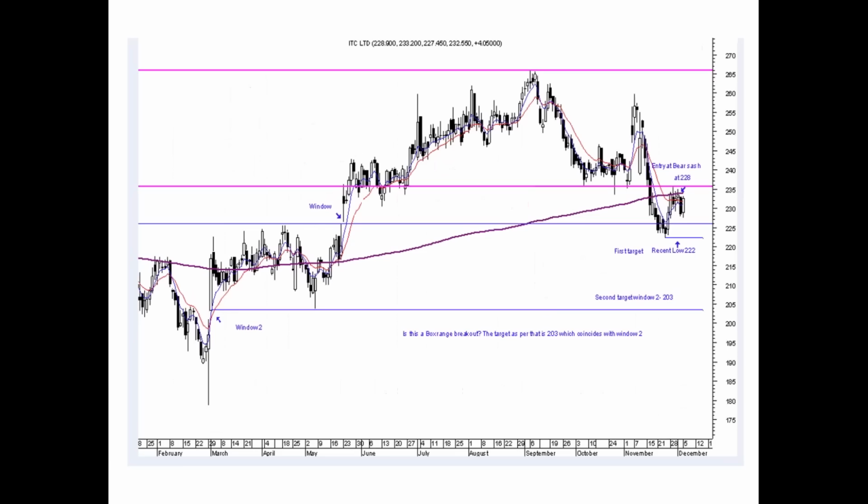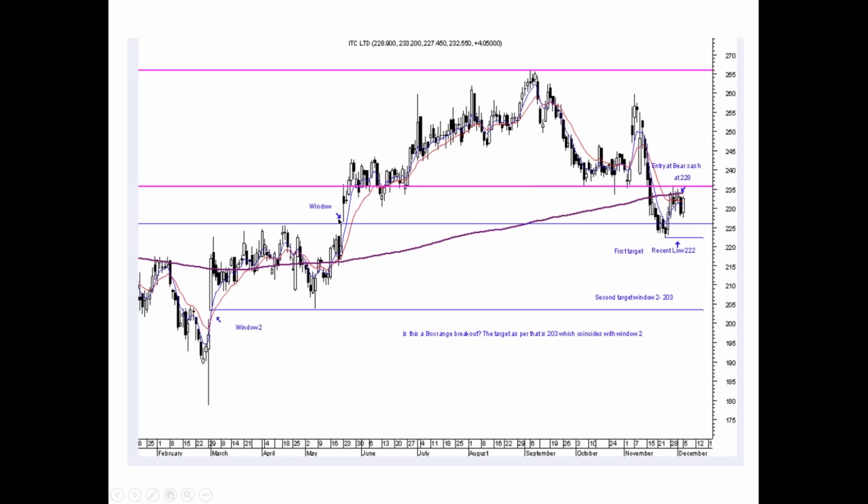Okay, let's go to the next one. An ITC. Deepak has been asking about it. He actually put some comments about it in here. So let's go through these. So he went short on a bear sash over here, a little hard to see, at 228, and his target is a recent low. That's a perfectly fine target over here.